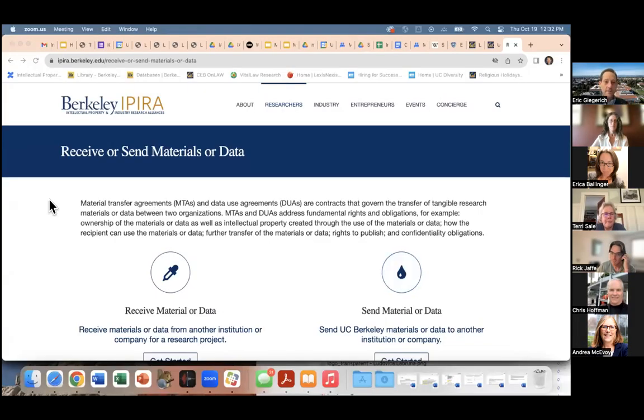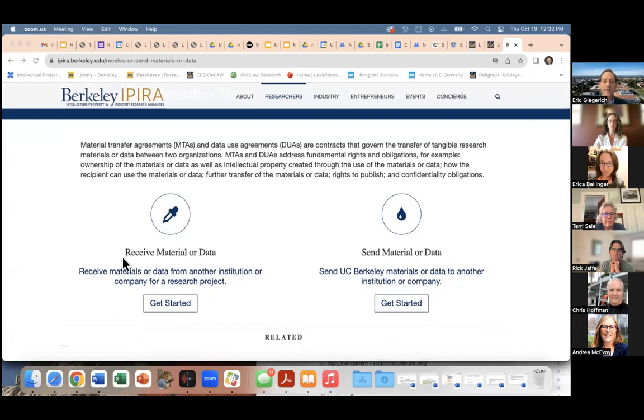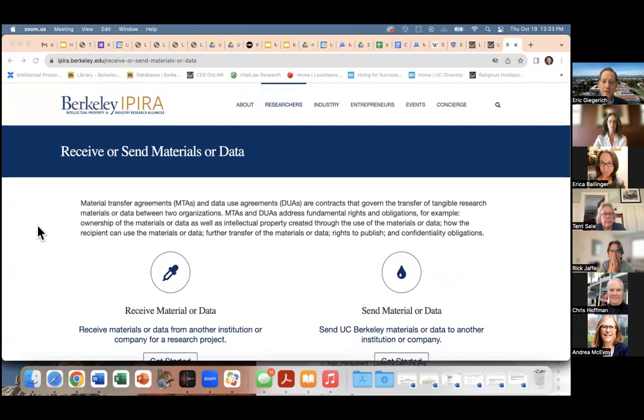So IPRA, this is my office and Terry's office, IPRA, Intellectual Property and Industry Research Alliances. There's an incoming office and an outgoing office. Our office handles incoming material transfer agreements or data use agreements. So you've got these two buttons here. Receiving is incoming. Those go to our office, and the outgoing, if you have something you want to send, or you've had a request, they'd like to buy materials, they'd like to have a copy of our data file, that goes there, and Terry or someone in her office will receive that request. So thank you, Deborah, for putting that link in.